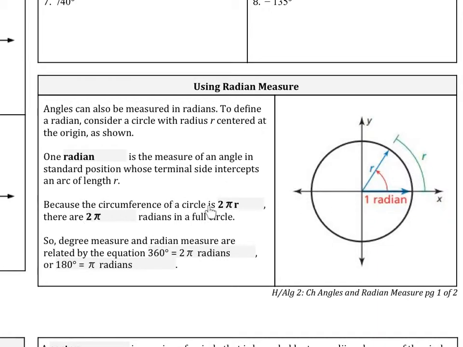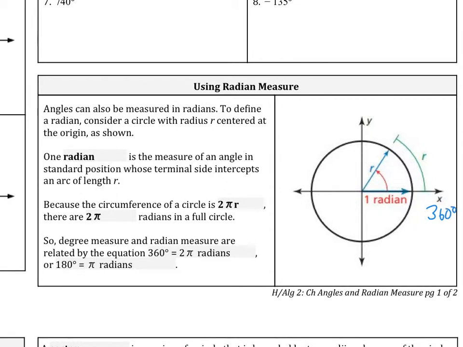Because the circumference of a circle is 2 pi r, there are 2 pi radians in a full circle, right? We're saying the radius is 1, so it's 2 pi in a full circle. And remember degrees, how many degrees are in a full circle? Well, if we remember, that is 360 degrees.